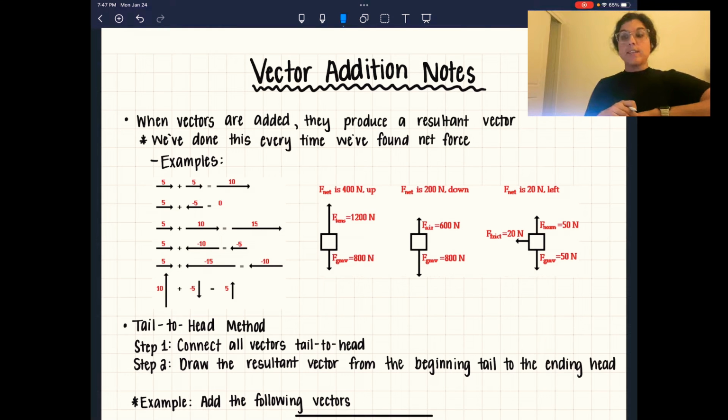Alright, this video lesson is on adding vector quantities. So let's get right into it. When we add vector quantities, we produce something called a resultant vector. That resultant vector is kind of the sum of those two vectors.